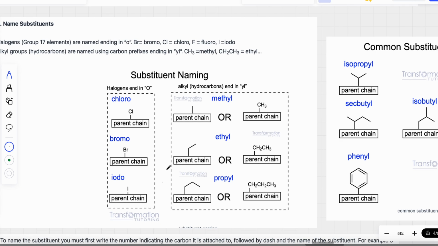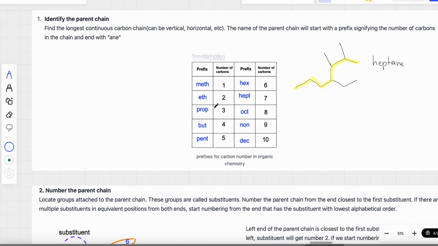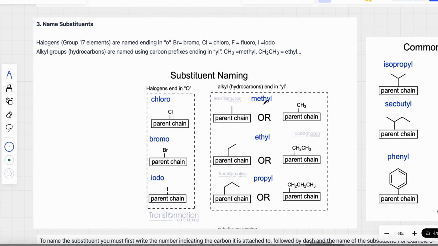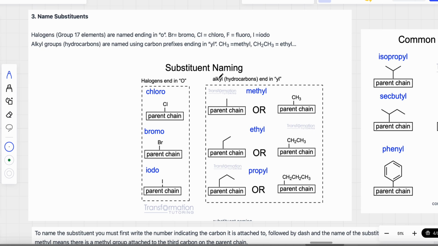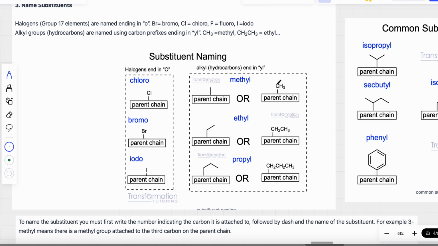I could also have alkyl substituents, which are hydrocarbon groups. If I have one carbon, CH3, attached, this is called methyl. And again, we're using the prefixes here. Meth is one. That's why the substituent is called methyl. And alkyl substituents will end in yl. So meth because I have one carbon, yl because it's a substituent, methyl. Ethyl when I have 2 carbons. Propyl if I have 3 carbons.